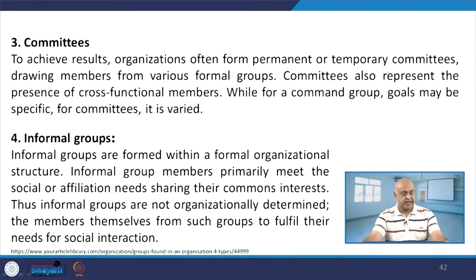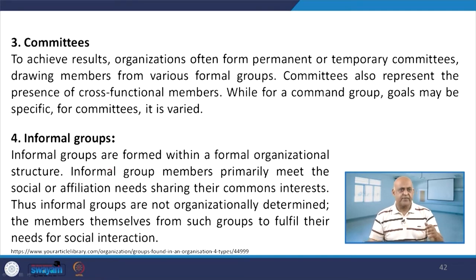The third type of group is committees. To achieve results, organizations often form permanent or temporary committees, drawing members from various formal groups. Committees also represent the presence of cross-functional members, and while for a command group goals may be specific, for committees it is varied. Informal groups are formed within a formal organizational structure. Informal group members primarily meet social or affiliation needs, sharing their common interest. Thus, informal groups are not organizationally determined. The members themselves form such groups to fulfill their need for social interaction.